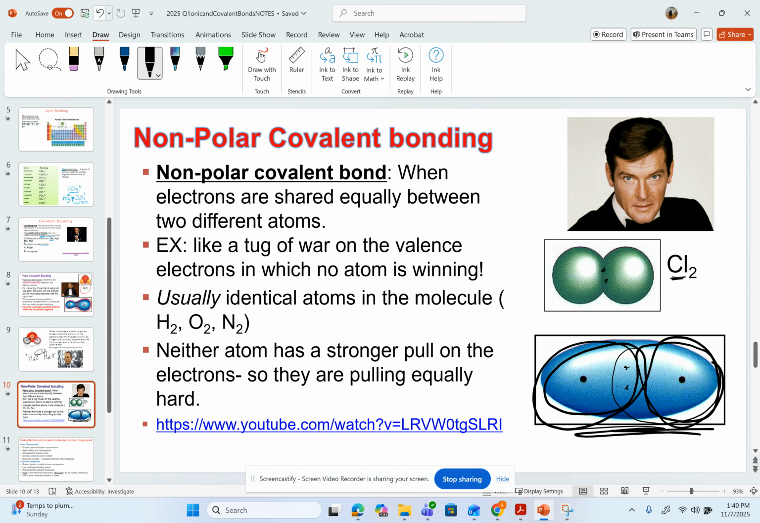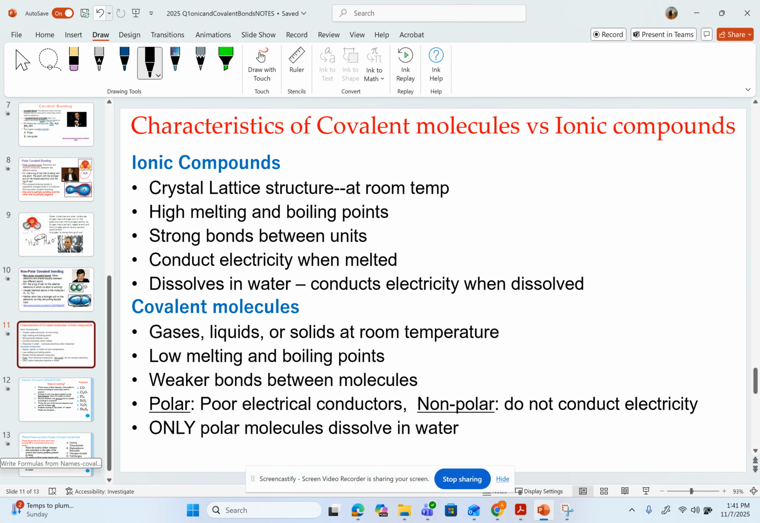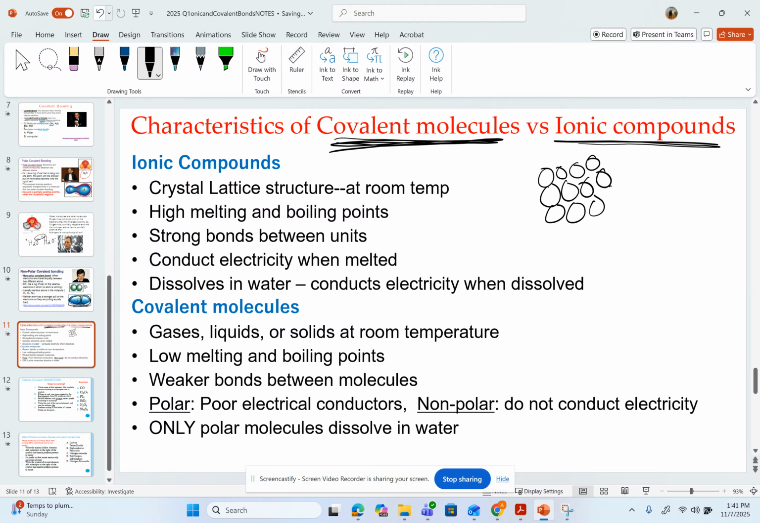Now these videos I have embedded, we'll watch those in a second. Some characteristics of covalent molecules and ionic compounds. Covalent molecules are substances that have covalent bonds, and of course ionic compounds are substances that have ionic bonds. So ionic compounds have a crystal lattice structure, as in they've got a very rigid, tight, geometric pattern, and the atoms are held very tight together. They have very high melting and boiling points.